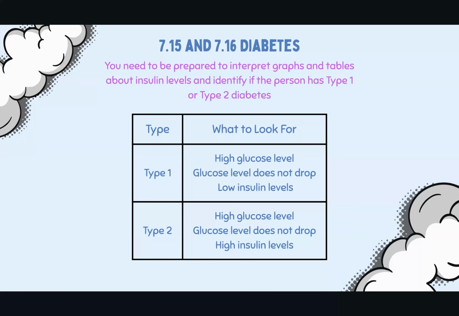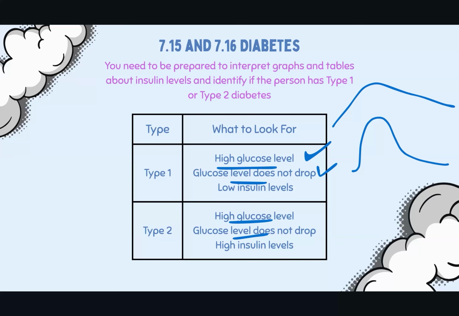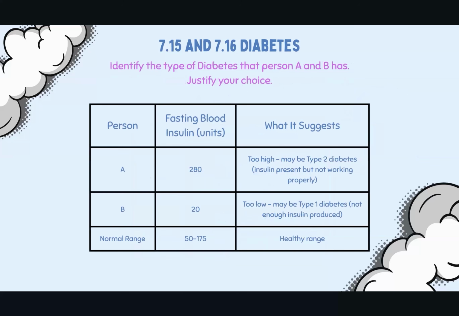So if you're interpreting a graph or a table of results, when you're looking for diabetes, you're looking for high glucose levels. You're looking for the fact that the glucose level does not drop, so it goes up and it comes down really slowly. Someone without diabetes, it would look like that. But we're looking for that in both: high glucose levels, but the glucose level doesn't drop. In type 1, we're looking for low insulin levels. And in type 2, we're looking for high insulin levels. And that becomes an indicator.